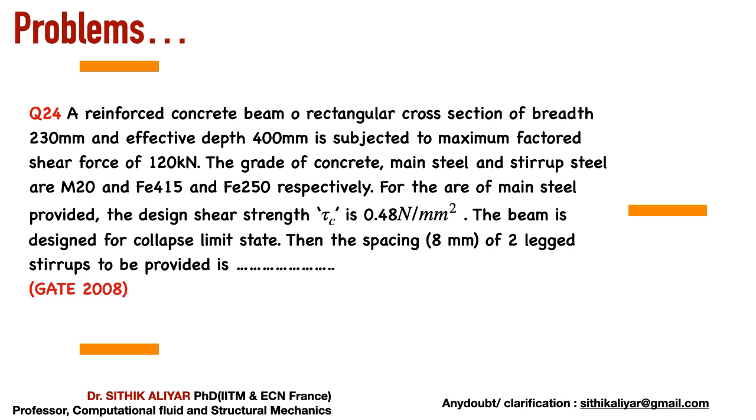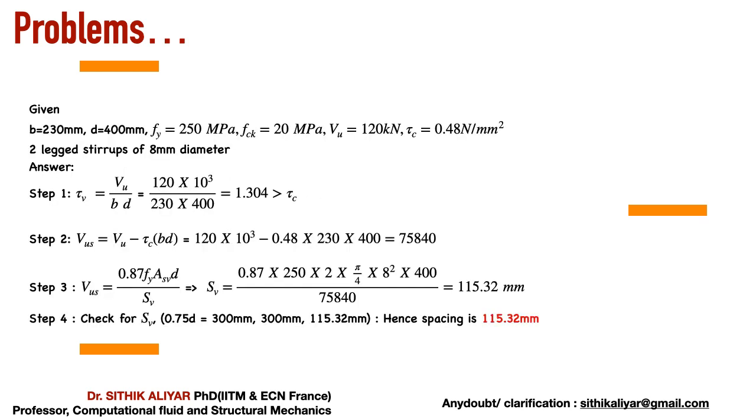So stirrup steel is Fe 250, and for the area of main steel provided, the design tau c is 0.48 Newton per mm square, and the beam is designed for limit state of collapse. Everything is given, and they have mentioned spacing. What is the spacing of 8 mm two legged stirrups to be provided? If you see, the question is very big, and you should appreciate they have given so much data. B equal to 230, D equal to 400, Fy 250, FCK 20, VU 120, tau c 0.48. So two legged stirrups of 8 mm diameter.